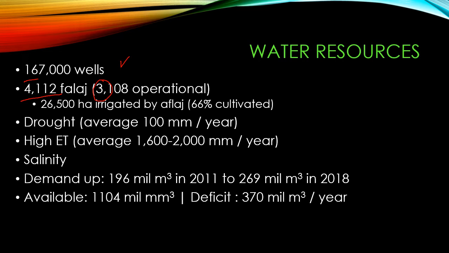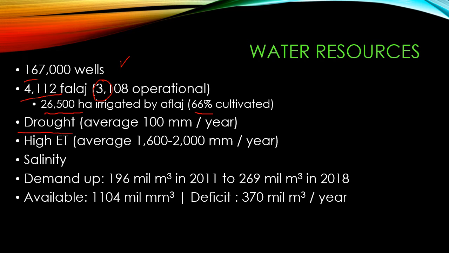And the area irrigated by villages constitutes about 26,000 hectares irrigated by flood. About 66% of this land is actually cultivated with crops. So you can see there's a large amount of land that is irrigated by the traditional village irrigation system that cannot be substituted with wells.